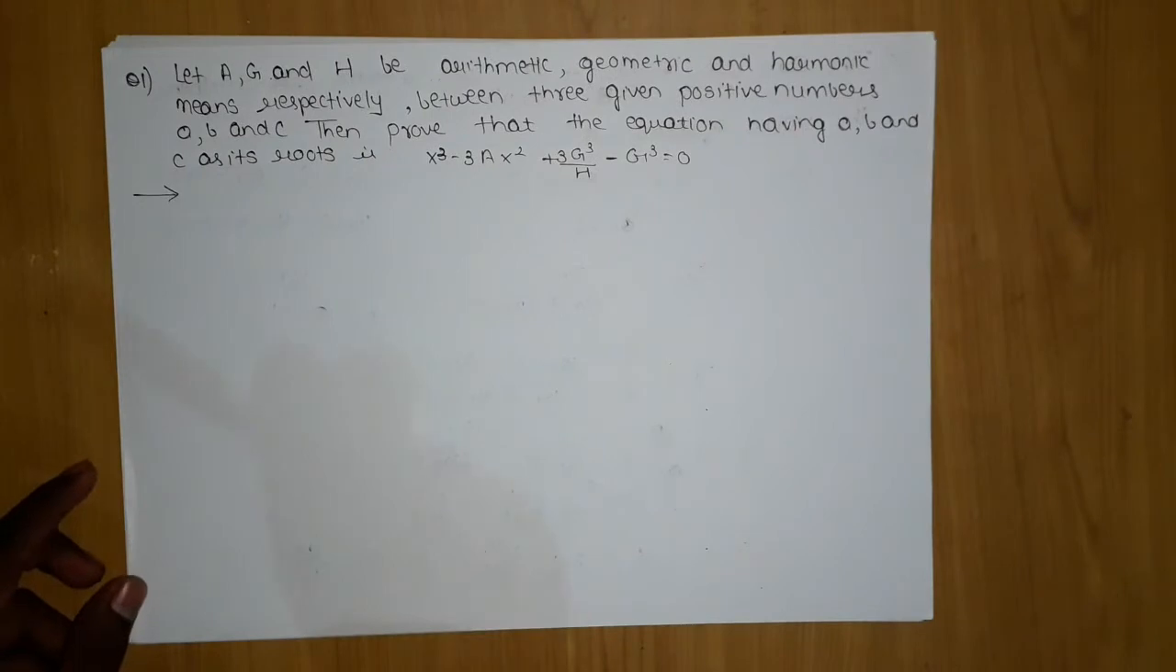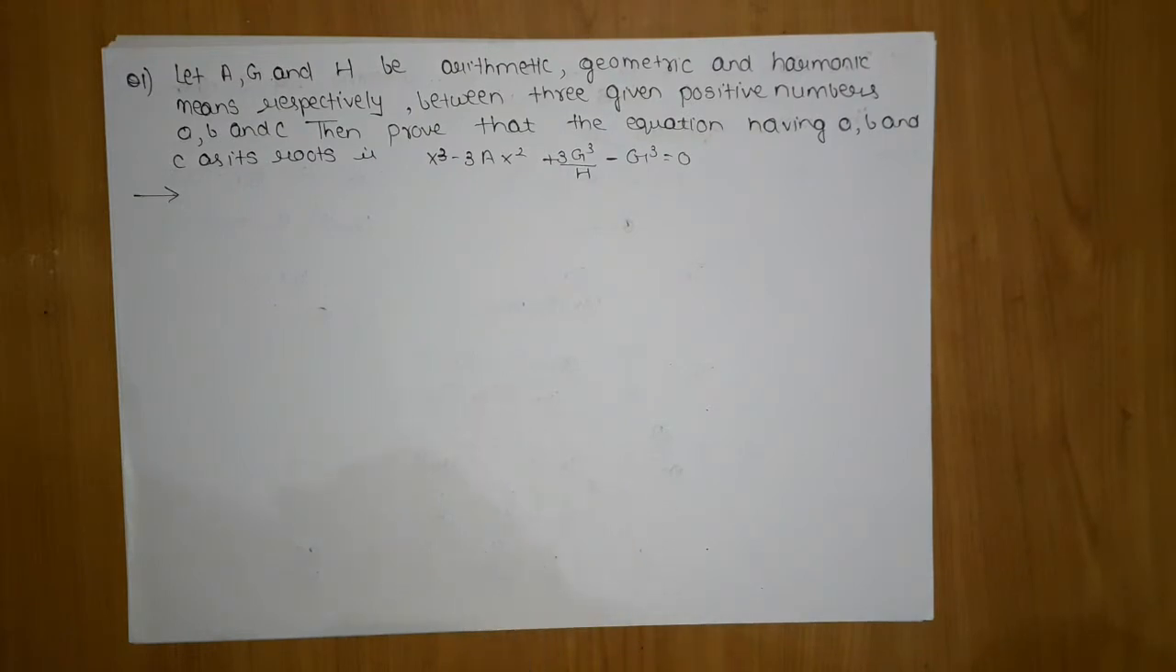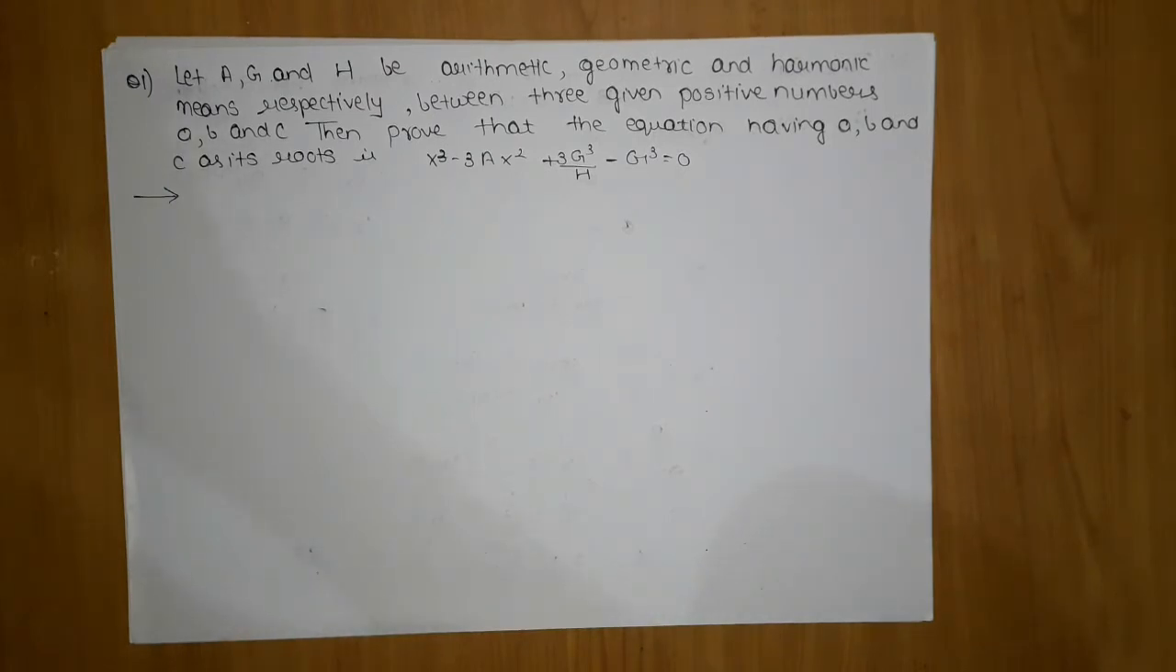The first question which we are going to encounter is as follows: let A, G and H be the arithmetic, geometric and harmonic means respectively between three given positive numbers a, b and c. Then prove that the equation having a, b and c as its roots is x cube minus 3Ax square plus 3G cube by H x minus G cube equals 0. Now they are telling that A, G and H are the arithmetic, geometric and harmonic means between three given positive numbers.